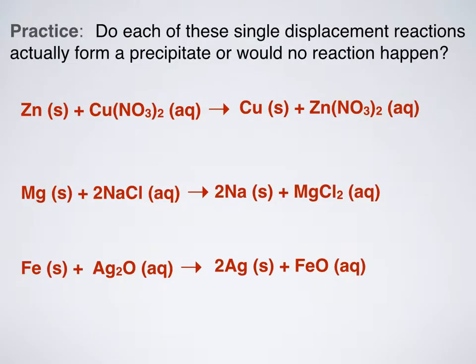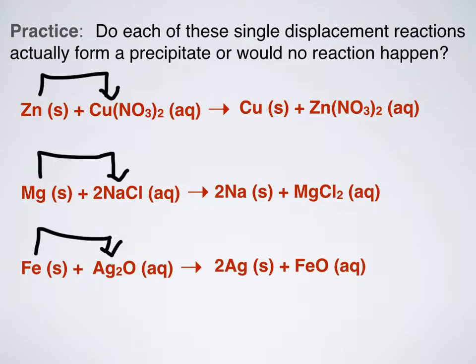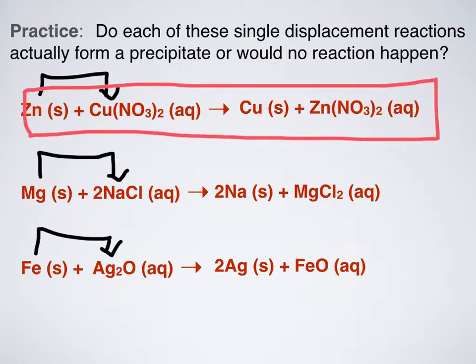So let's take a look at these. Do each of these single displacement reactions actually form a precipitate or not? So again, here is a possible single displacement reaction. All right, so zinc is trying to replace copper, magnesium is trying to replace sodium, iron is trying to replace silver in each one of those cases. So take a look at your activity series. Can zinc replace copper? Zinc is higher, copper is lower, so this is a correct reaction. This is something that can actually happen, all right? So this guy is allowed to happen.